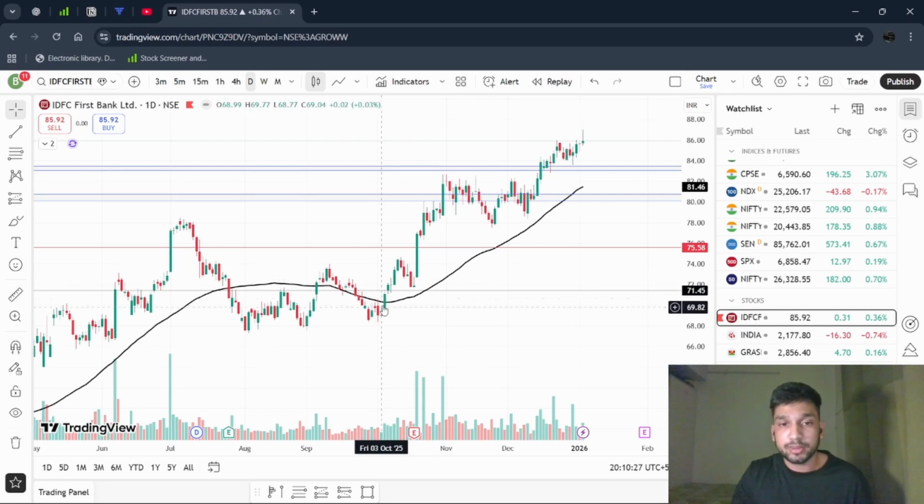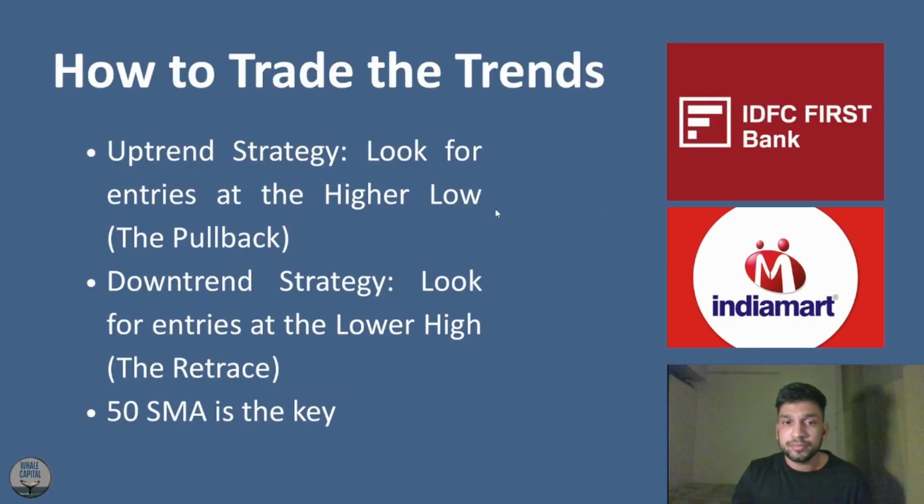Similarly for IDFC First Bank, like I said, here it is closer to the 50-day moving average, and here you can take a long position. So this is not a guarantee in a trade. This increases the probability of your trades, I would say. So this is a basic idea of how you can trade the trends.